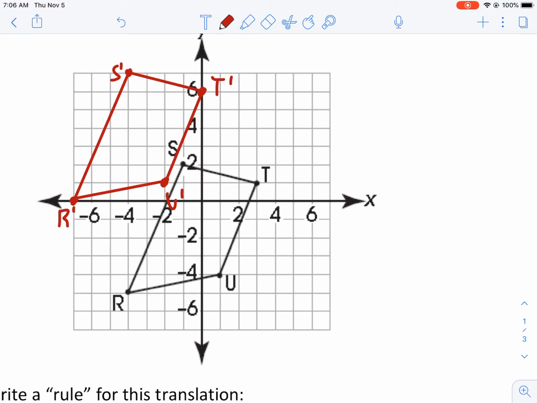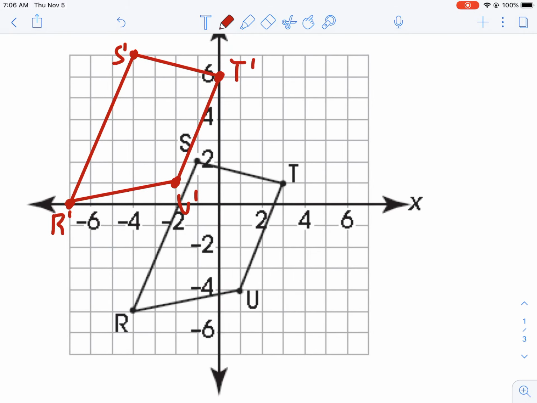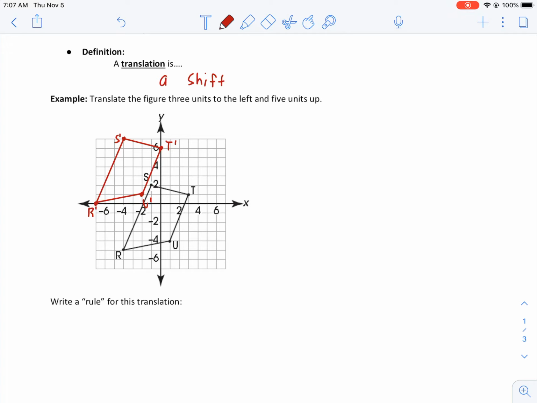And if you look, you should notice that the shapes are congruent, right? So if we did the distance formula between this side right here, TU, and T'U', the sides would have the same length, okay? Because we didn't change any of the side lengths. So that's why it's a rigid motion.